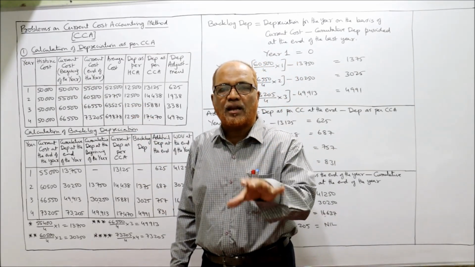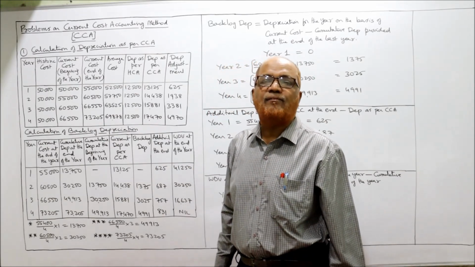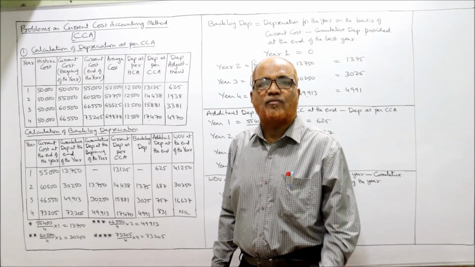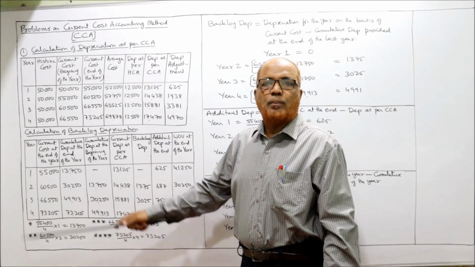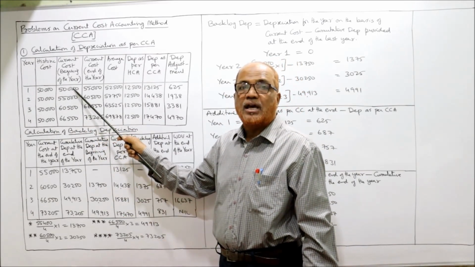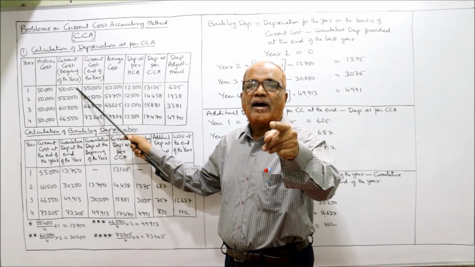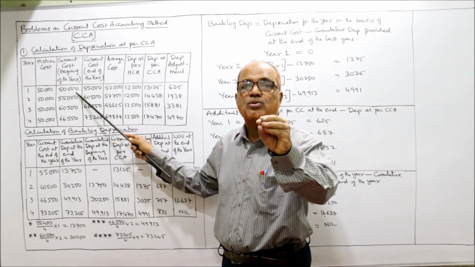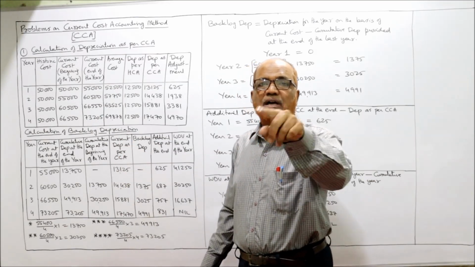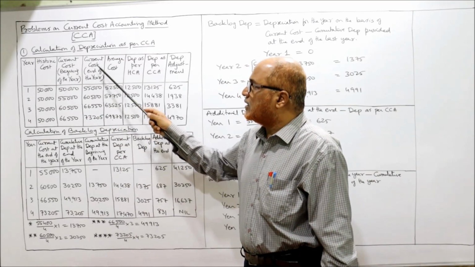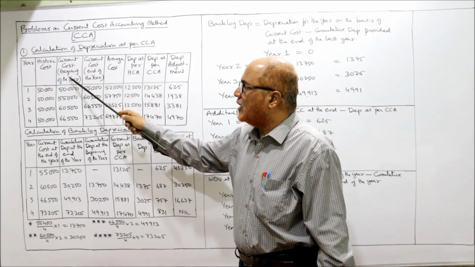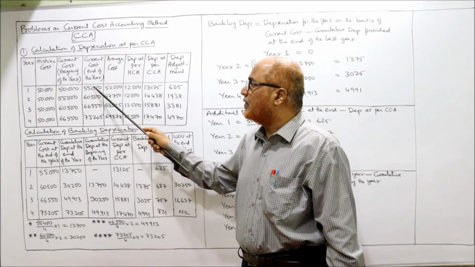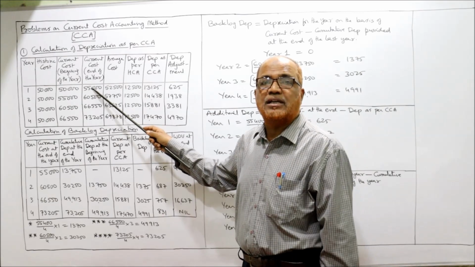Now we are finding out the current cost of the machine by considering the inflation factor. Inflation factor is 10%. Every year prices are increasing by 10%, so the value of the machine will also increase by 10%. At the beginning of the year, the value of the machine is 50,000. At the end of the year, the value will increase by 10%. So 50,000 into 10%, 5,000. Increase by 5,000, so 50,000 plus 5,000, 55,000. The current cost at the beginning of the first year is 50,000. At the end of the first year, the value of the machine will become 55,000 because of the 10% increase due to inflation.